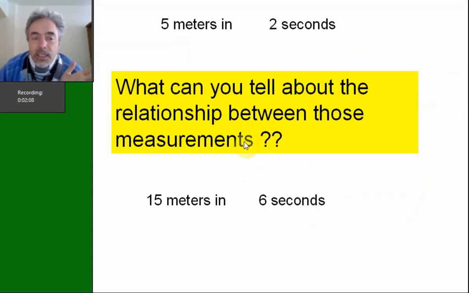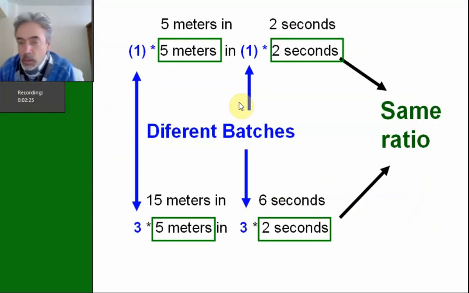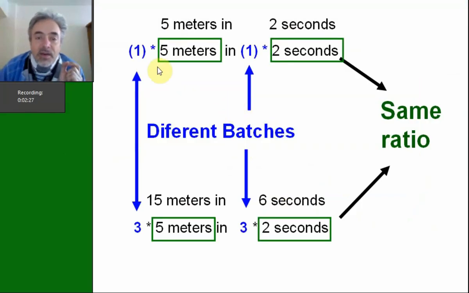Now, try to see this for yourself. What can you tell me about 5 meters in 2 seconds and 50 meters in 6 seconds? Is there something in common between those two measurements? It's not difficult to find out that it's the same thing as the last one. Here we have one batch of 5 meters and one batch of 2 seconds. So the ratio here is 5 meters to 2 seconds. And we can see the same ratio, 5 meters to 2 seconds, only different quantities. Here we have more batches.